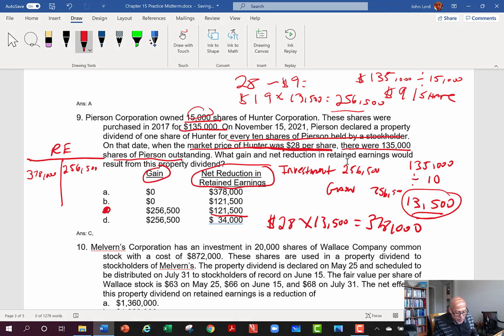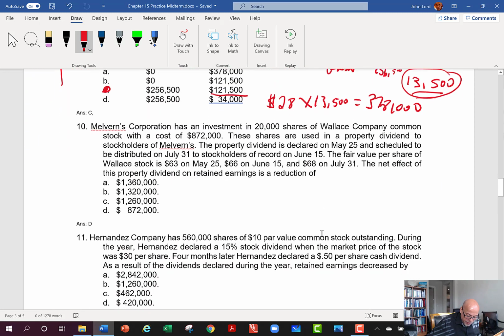Okay. All right. So again, two pieces to a question like that. First, calculate the gain on the increase in price. It could be a loss if the price went down from the time I bought it. And then you pull out the dividend. You pull out the dividend at what? At the fair market value of that stock, and that would be the reduction in the retained earnings, and then you get that net that way.